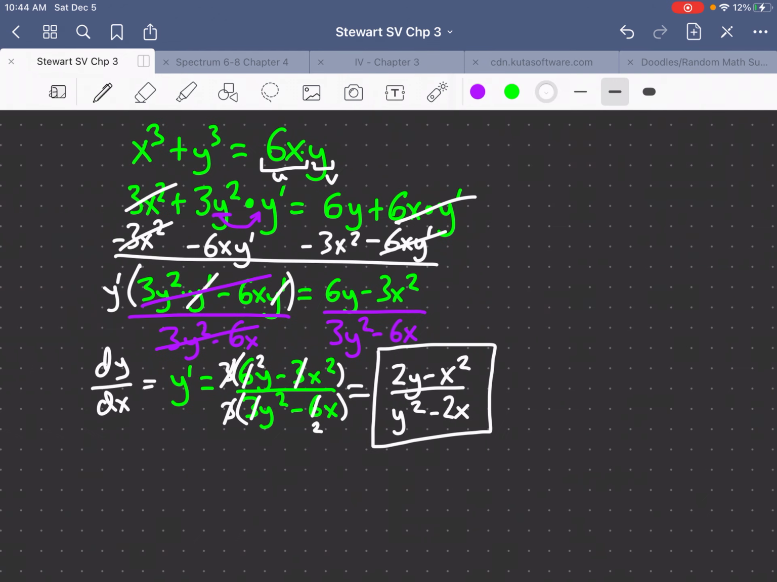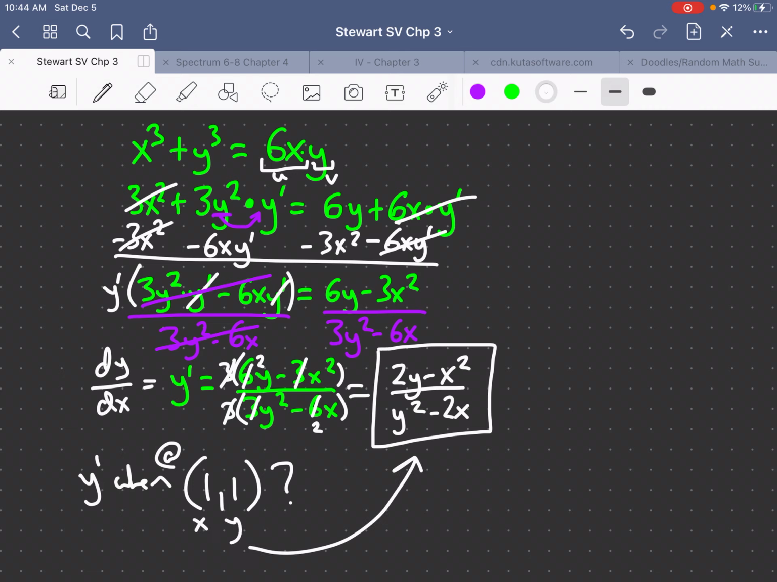One last little thing. They might ask you what is the slope at a given point. So, if they gave you a point like 1, 1, and they said, what is y prime at this point? All you would do is take that x value and that y value and plug it into this formula here, and it'll give you some number. So, for example, 1, 1. So 2 times 1 is 2, minus 1 squared is 1, so 2 minus 1 is 1, over y squared would be 1 minus 2 times 1, so 1 minus 2 would be a negative 1, so my slope at that given point would be a negative 1.